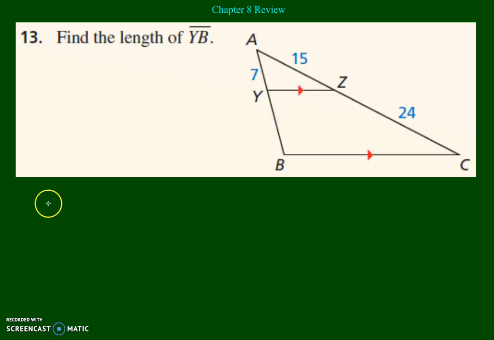So x is to 24 as 7 is to 15. I could have said x is to 7 as 24 is to 15. Any one of those would work. X equals 24 times 7 divided by 15, which equals 11.2. So a pretty basic problem. Now let's go for the last two problems.